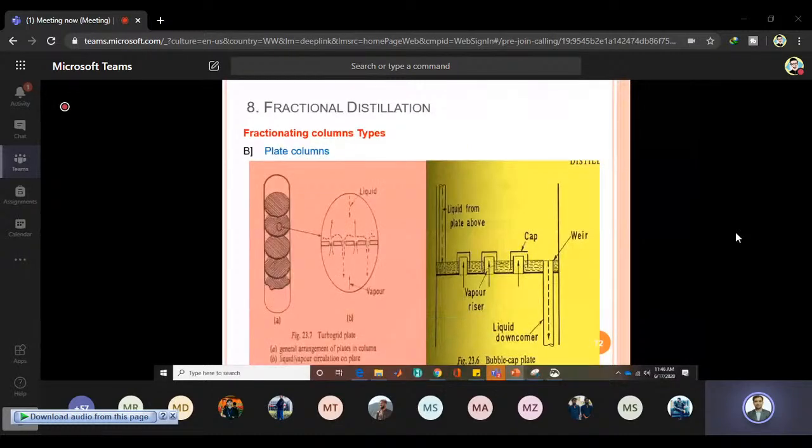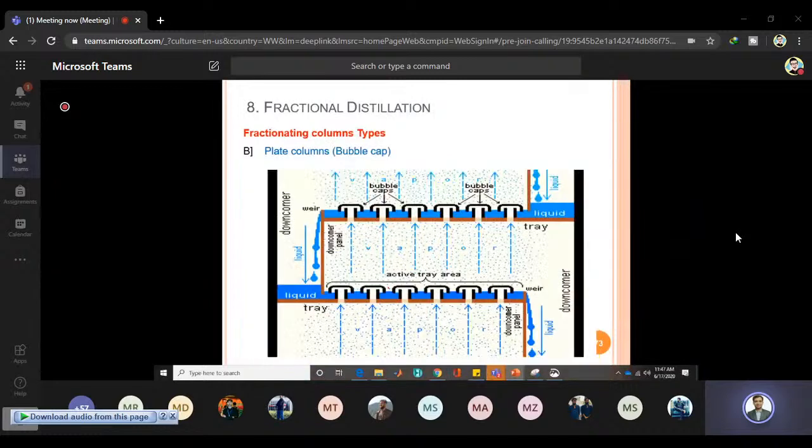But for plate columns, I think we also have some discussion of how plate columns are used and what types we might have. Here is one of the examples. You can see that these are the different plates. This is its interior view. There can be several types. This one is a bubble cap type, and this one is a sieve tray, and then we have valve trays and other types of trays as well. This is a bubble cap here, you can see.